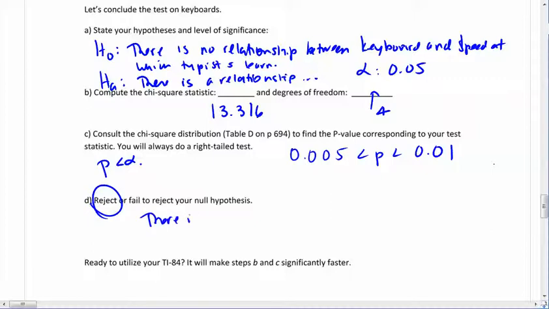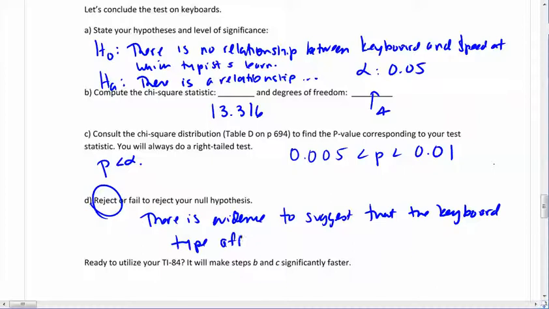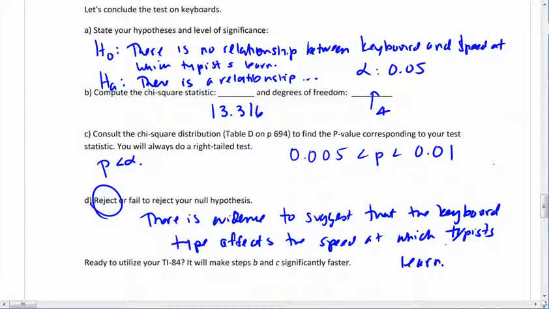There is evidence to suggest that the keyboard type affects the speed at which typists learn. Now, great, that's probably what you suspected all along.